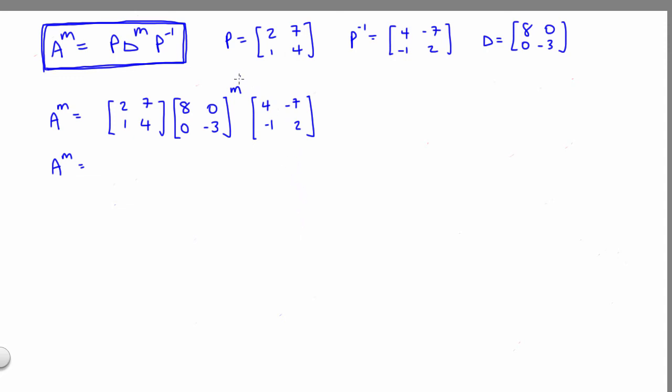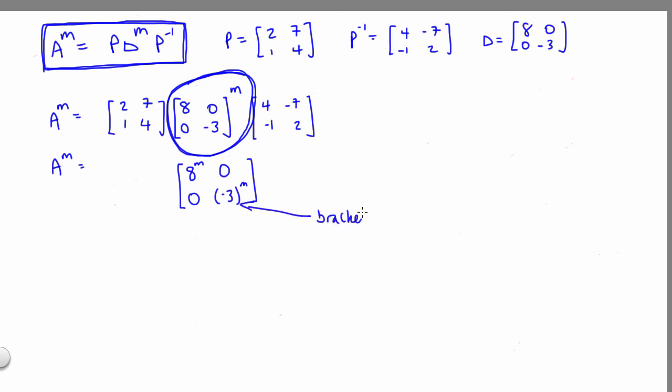First thing to notice here is that when we take a power of a diagonal matrix, the entries on the diagonal are just going to be raised to that power. So D to the m is going to simplify to 8 to the m, 0, 0, negative 3 to the m. Super important to have brackets here around that negative 3 to make sure that we're not getting any sign errors here. So let's recopy our expression. Here we've got P times D to the m times P inverse.